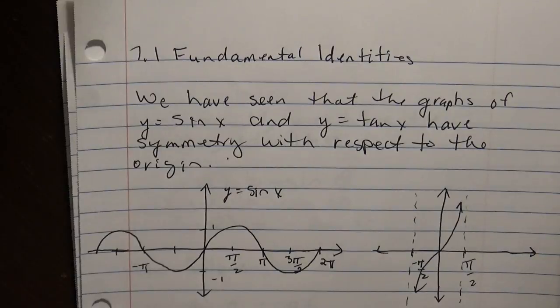Section 7.1, this is discussing fundamental identities. A lot of what we're going to be doing in Section 7.1 and 7.2 is going to involve a lot of algebra, so you're going to have to refresh your memory on all of the ways of factoring and all the different things that you've done.